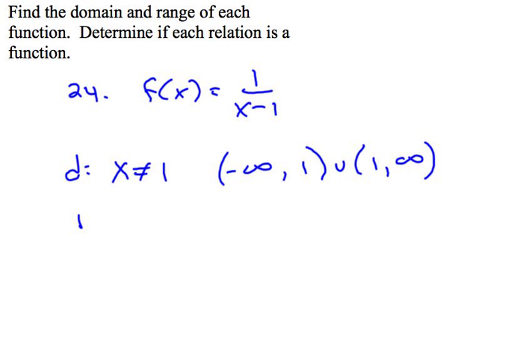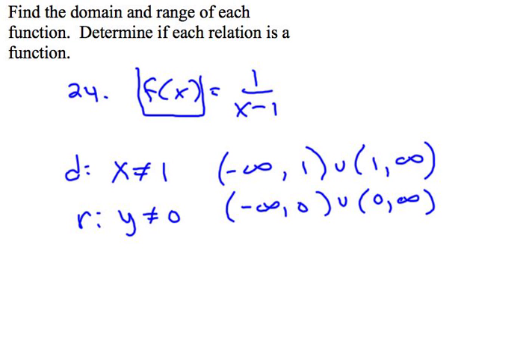Now the range, recall that since we don't have a variable in the numerator, your y values can never be 0. You can see that clearly if you put this in y equals and graph and look at the graph. But y can never be 0. And again, interval notation, so all real numbers except 0. Well, is it a function? Well, I kind of gave you a clue here. I said f of x, so yes, it is a function.